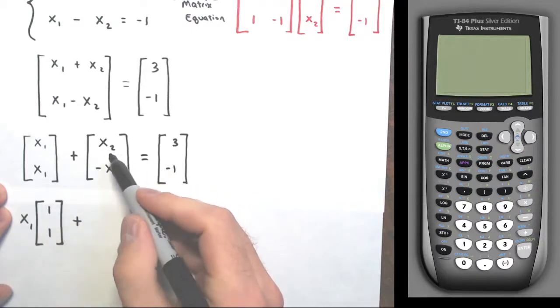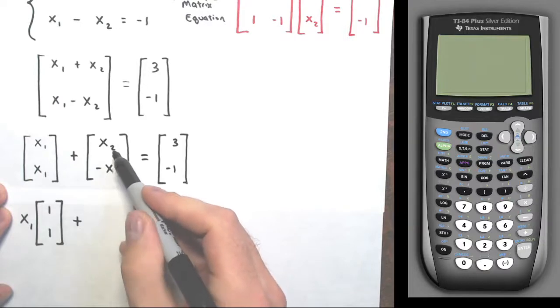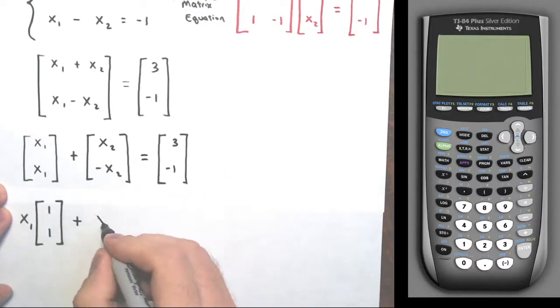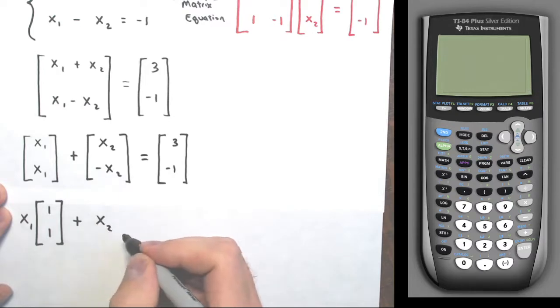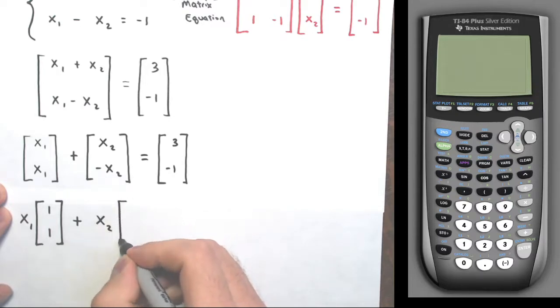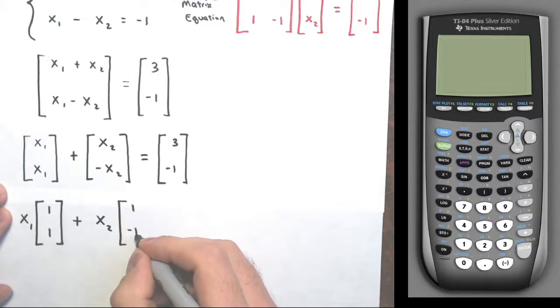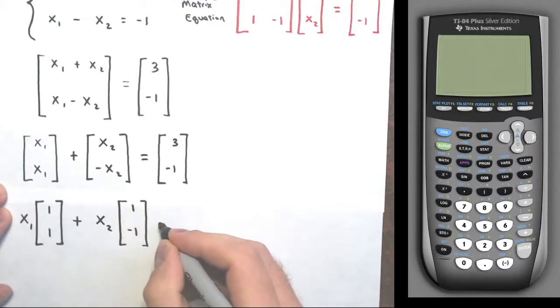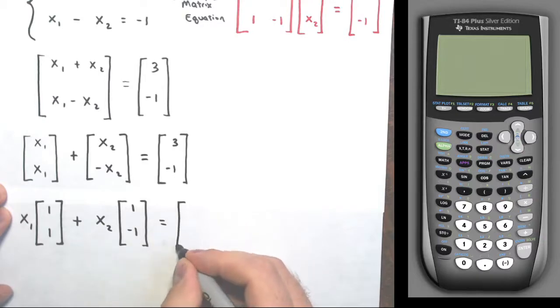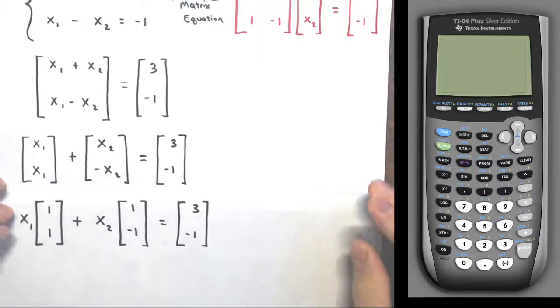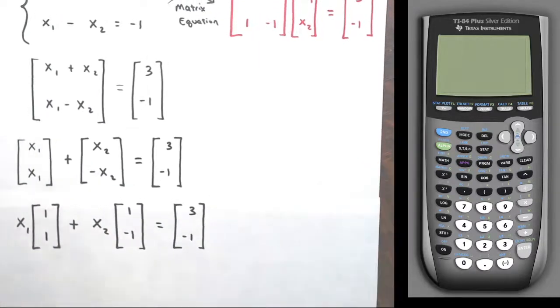I noticed that in this second matrix, all components have a factor of x2. So I pull out the scalar, the real number x2, times the vector 1, negative 1, and this is equal to, again, this vector 3, negative 1 here. All right. So here it is, the linear. This is the vector 3, negative 1.